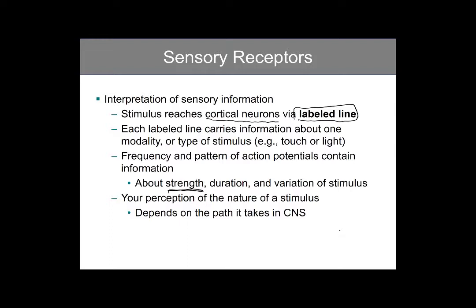So for example, if a particular neuron is transmitting action potentials frequently, that's going to be interpreted differently from a neuron that is propagating action potentials less frequently. And that frequency or the pattern of those action potentials dictate the strength, duration, or even variation of that stimulus. So our perception of the nature of that stimulus really depends on the path that it takes to the central nervous system.